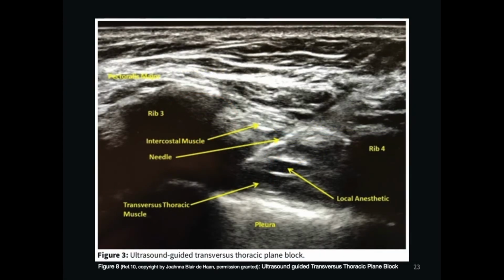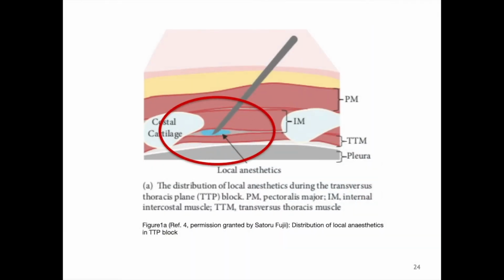And this is the ultrasound image during injection of local anesthesia into the transversus thoracic plane, with a spread of local anesthesia between the internal intercostal muscle and the transversus thoracic muscle. As it can be seen here, again, more simplified on this cartoon from Satoru Fuji and co-workers.